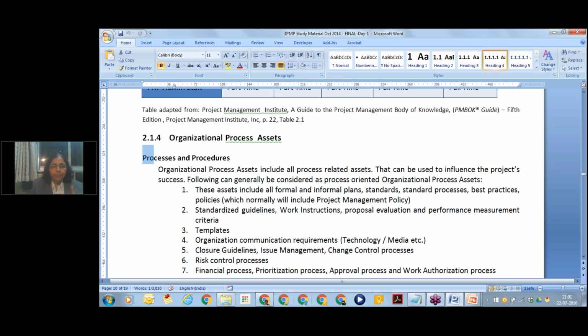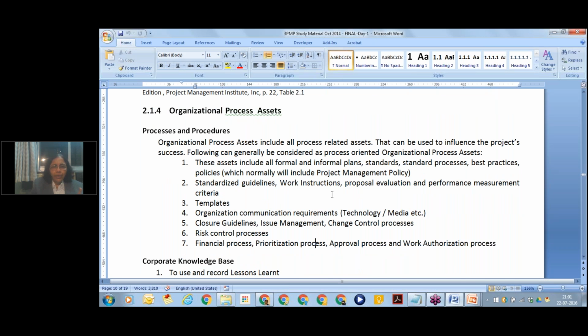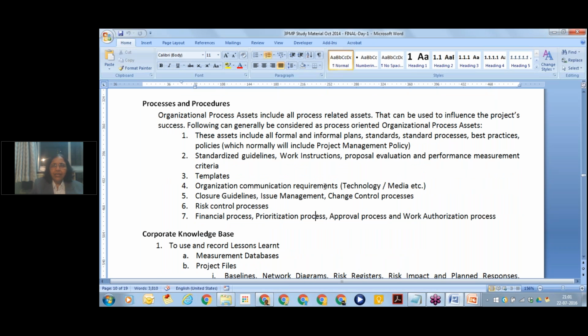So again, friends, do have a look at these 7 points and ask me questions. Rohit, you are not muted. So what is your question, is what I am asking.